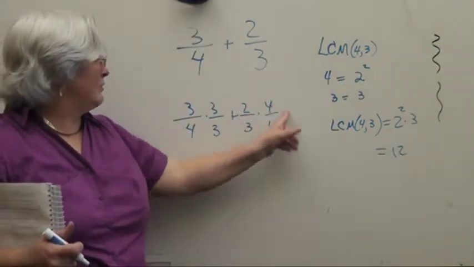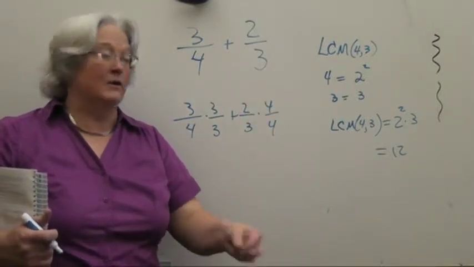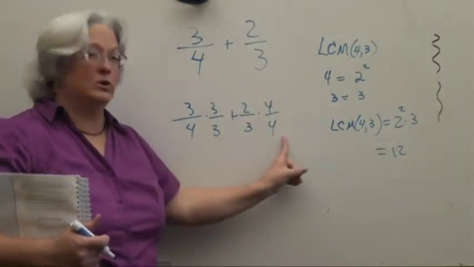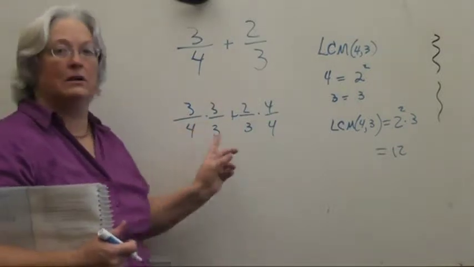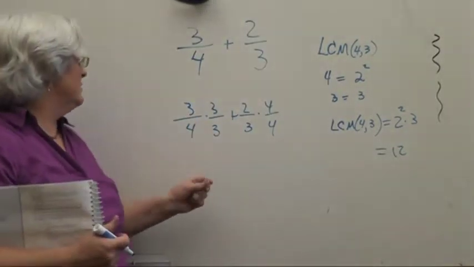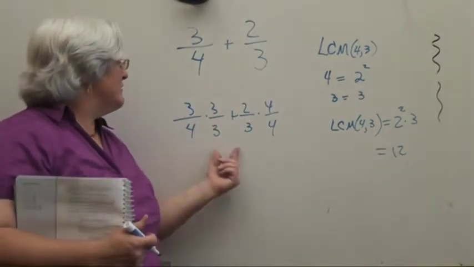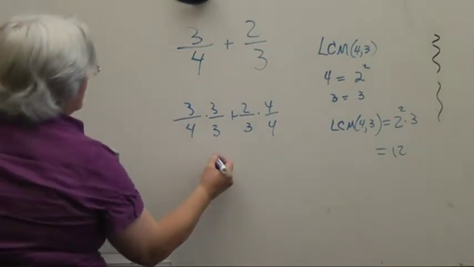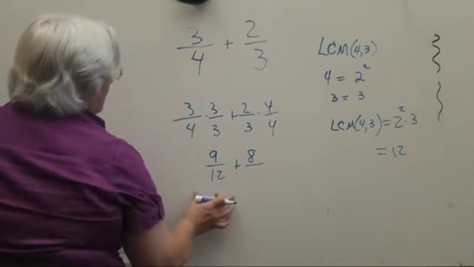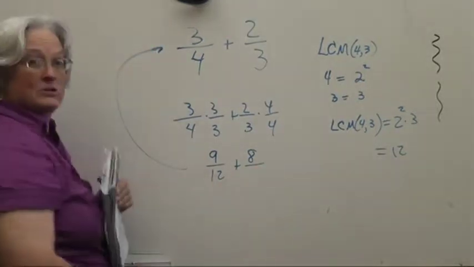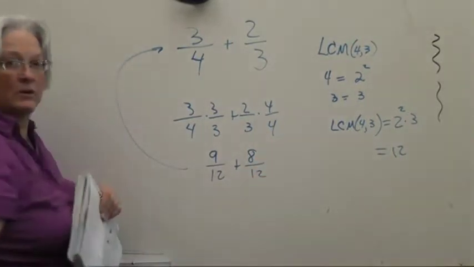So we multiply by 4 over 4, because when you multiply by something equal to 1, you don't change the value of the number. You change the appearance of it, but you don't change the value of it. Over here we multiply 3/4 by 3/3, because what you're doing is multiplying by an expression that's equal to 1. You're not changing the value of this expression, but you are changing its appearance. 9/12 is the same as 3/4, it just looks different. 8/12 is the same as 2/3.